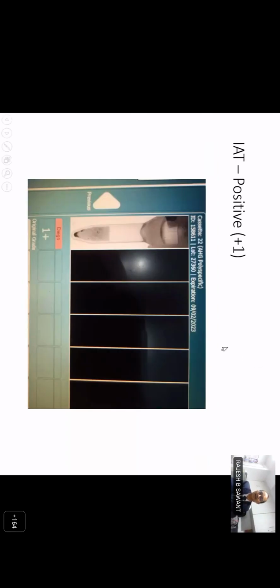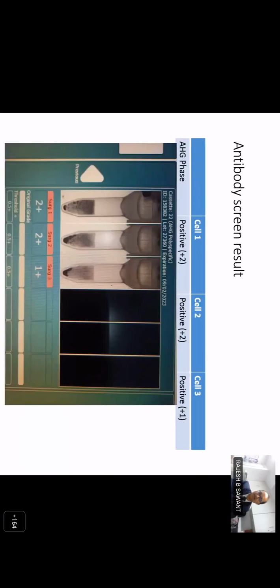Then you go for the IAT. What do you see over here? It's a 1+ reaction. Yeah, so there is some antibody. 1+ agglutination is found here. And IAT, that means it is also IgG type, correct? Then you do a more elaborate antibody screening with a 3-cell panel, cell 1, cell 2, and cell 3. What are you seeing here? The 3-cell panel, all the 3 cells.